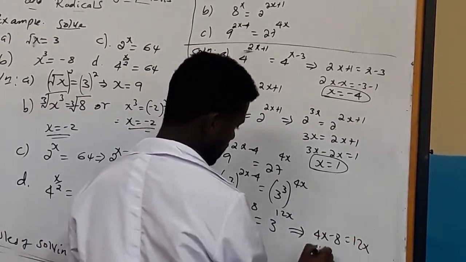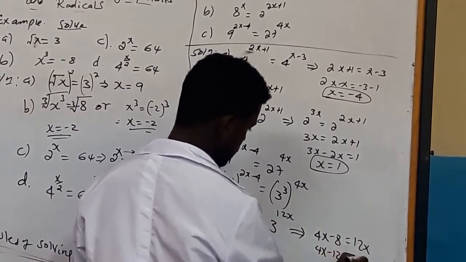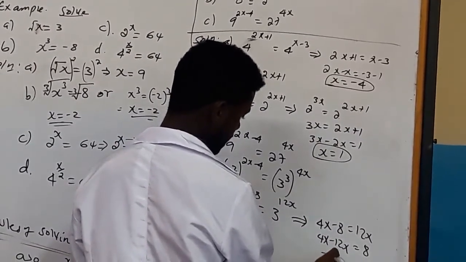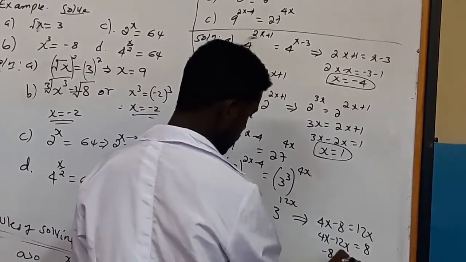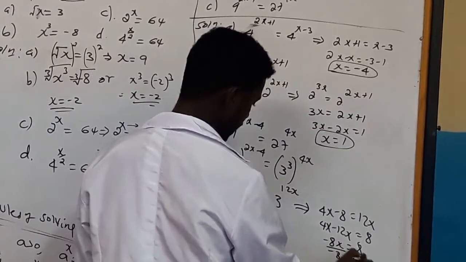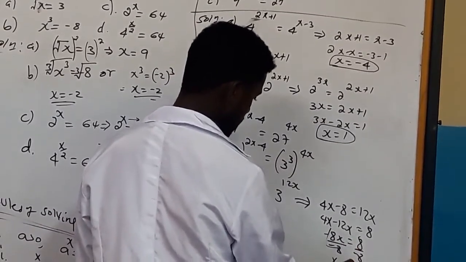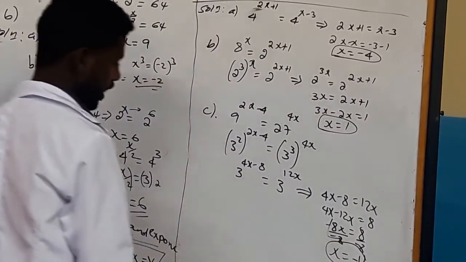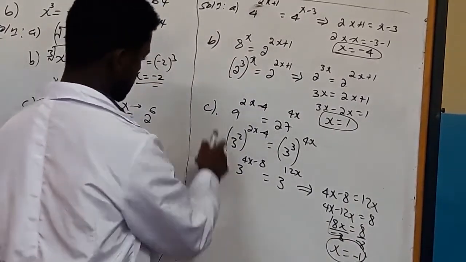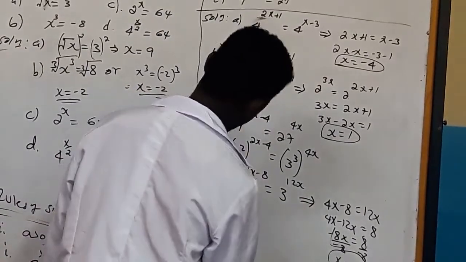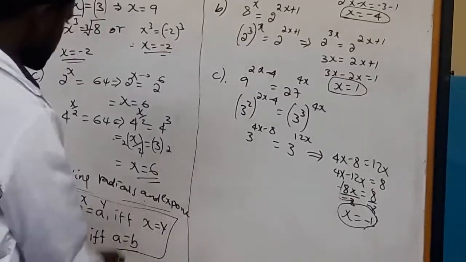Now 4x minus 12x is equal to 8. Now 4x minus 12x is negative 8x is equal to 8. Now dividing both sides by negative 8, finally x becomes negative 1. You see, this is the value of x after we simplify. You can check this by substituting the value of negative 1.